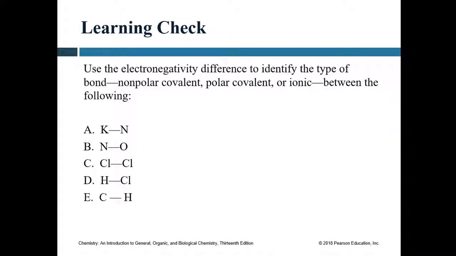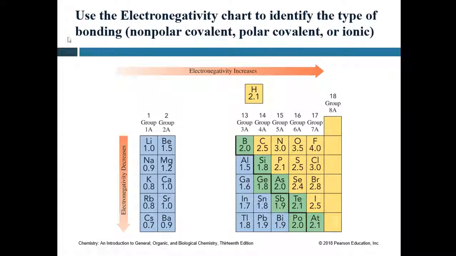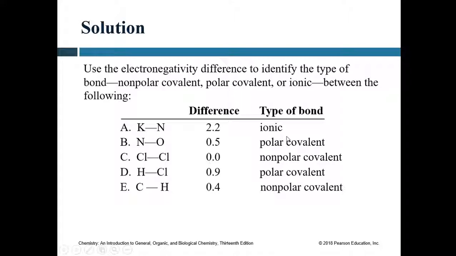So let's use the electronegative difference to identify the type of bond, whether it's polar covalent, nonpolar covalent, or ionic. All right, so let's pull up your electronegative chart and let's look and see. But you know what? I'm not even going to look for a K to a nitrogen. K is a metal. That's going to have to be ionic, I betcha. Well, let's look. Okay, so K 0.8, and nitrogen 3.0. When we do that math, that is going to be 2.2, and yeah, that is ionic.